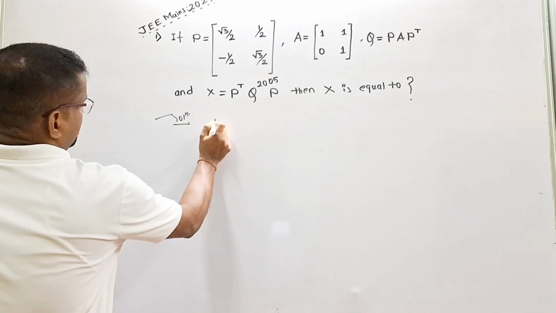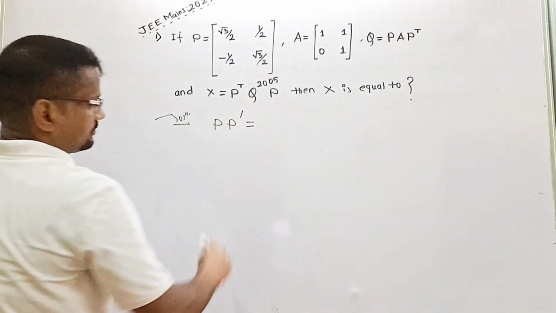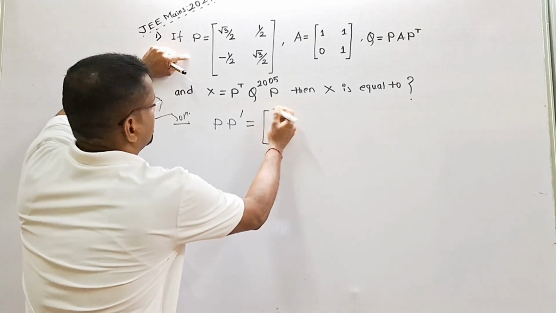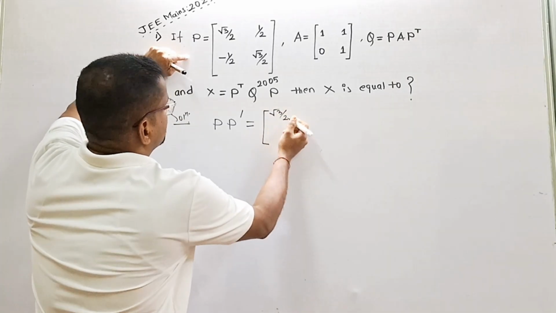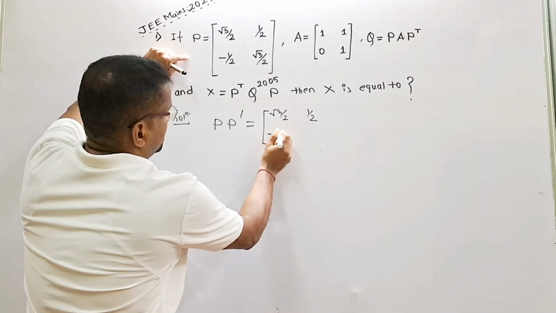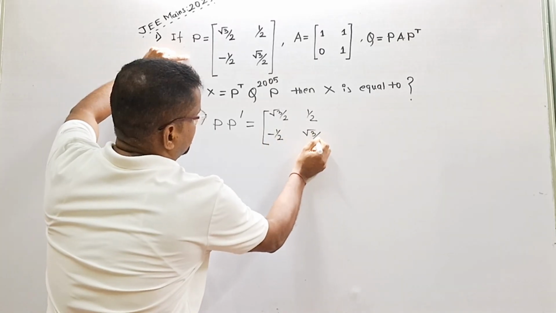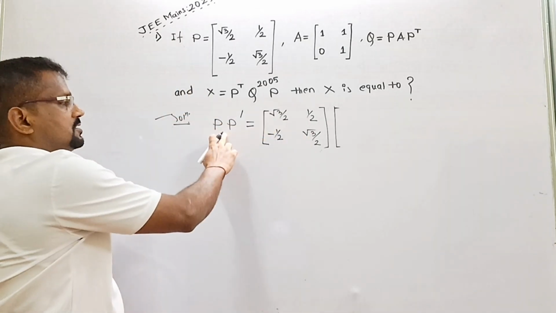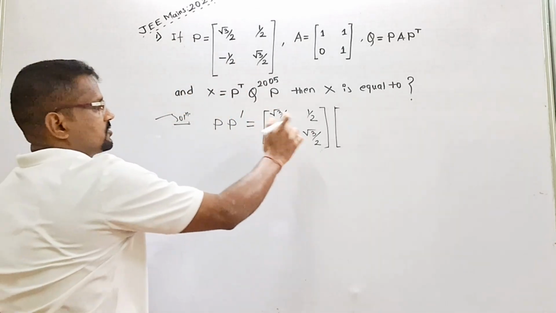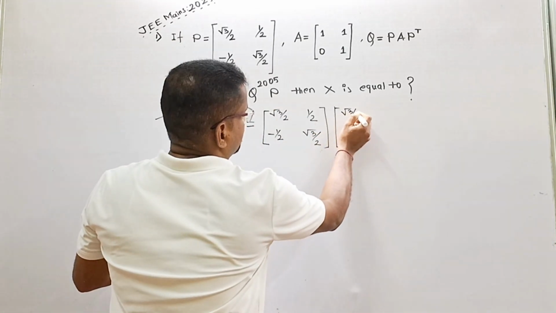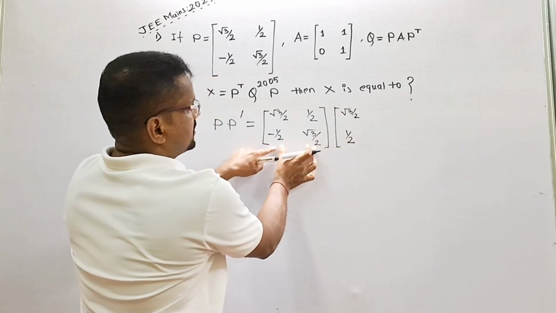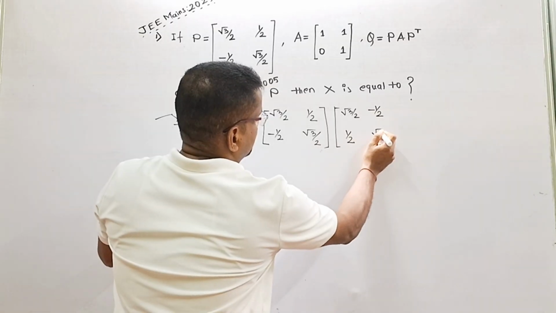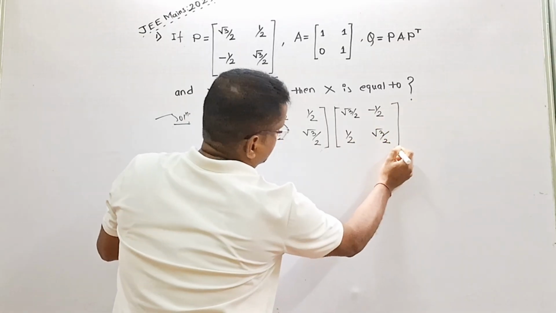Solution. Simply take the product of P and P transpose. Let me do it here. P is root 3 by 2, 1 by 2, negative half, and then root 3 by 2. Then we take the transpose of this matrix: root 3 by 2, 1 by 2, then second row, negative 1 by 2, root 3 by 2. This is the fact.